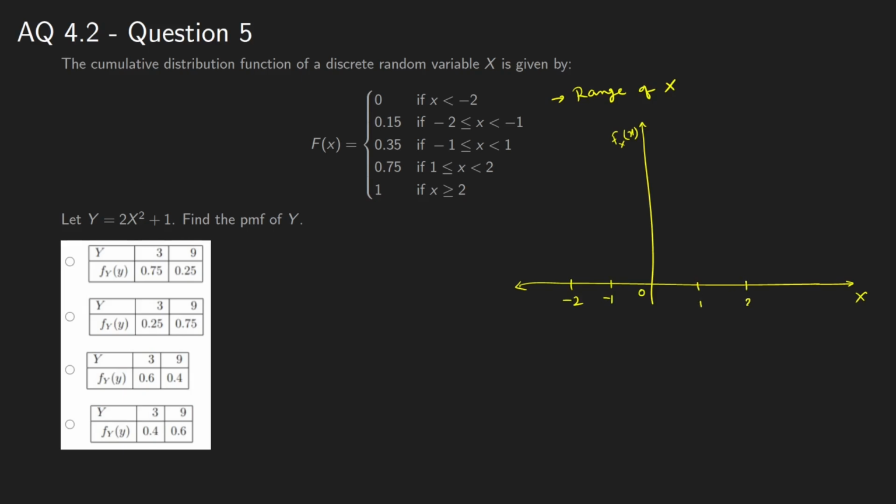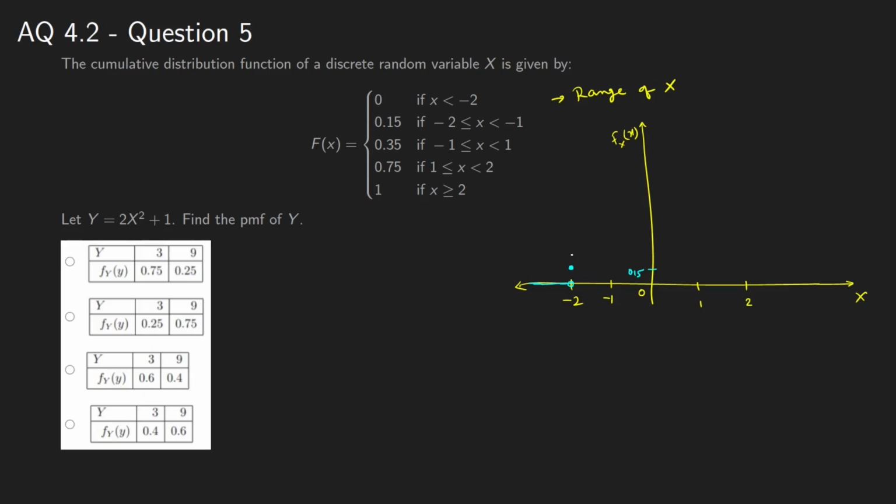Before -2, we will take a different color here. Before -2, the CDF function is 0. It's 0 before -2, but exactly at -2, there is a jump in the function, and it suddenly becomes 0.15. I'm not taking into account the scale, so don't care about that. So exactly at -2, there is a jump by 0.15, and the function takes the value 0.15.